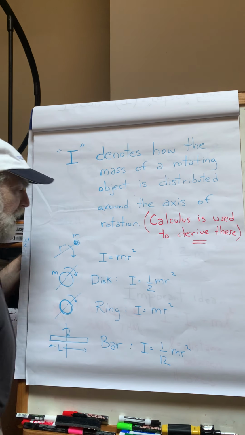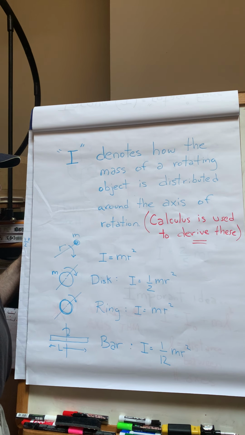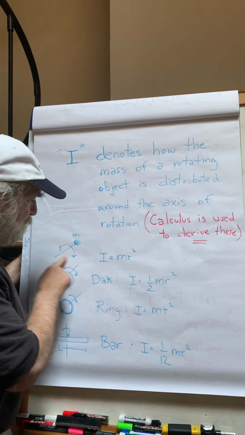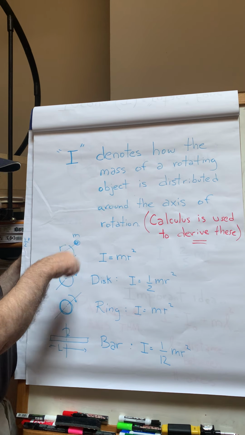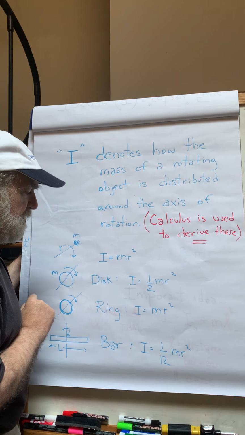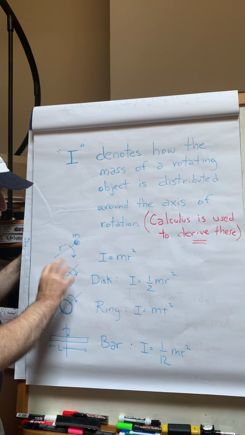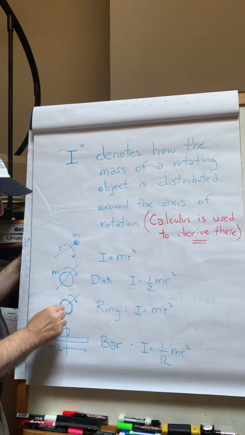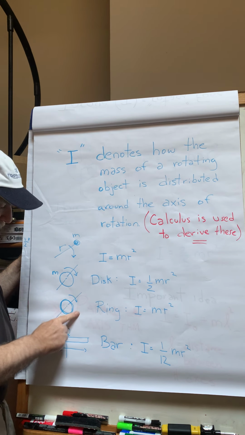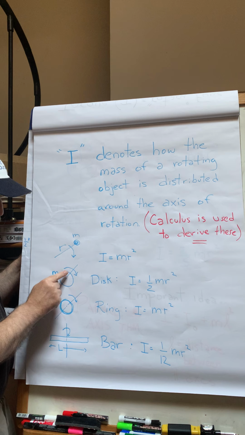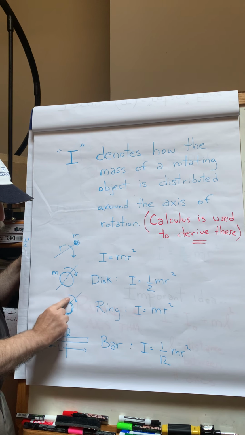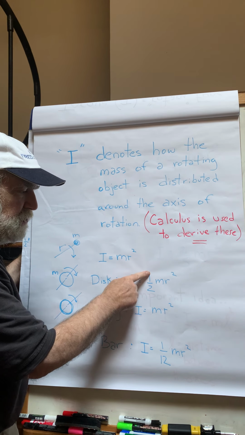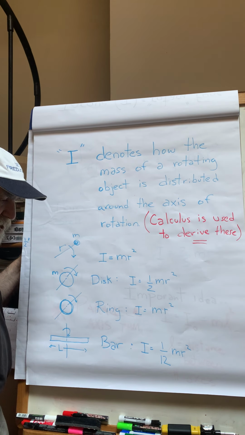Calculus is used to derive the moments of the mass of the rotating object to the moment of inertia. So for a string with a mass on the end that I'm whirling around, it's mr squared. For a disc like a coin that's rolling around its center, it's 1/2 mr squared. For a ring, an annulus as it's called, where the same mass of this disc is all concentrated on the edge, I doesn't equal 1/2 mr squared, it equals all of it, mr squared.